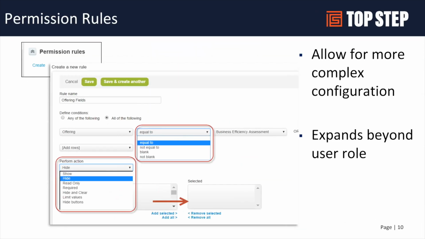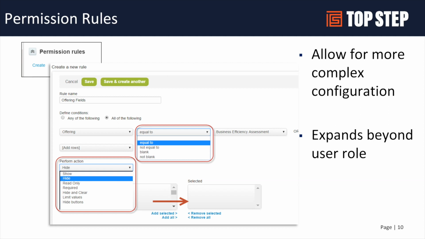Form permission rules are another option for controlling what fields show on forms. And the benefit of these is you can do a simple hide. So you could say, if stage is not blank, then hide all these fields. And that allows you a quick way to hide fields without having to go field by field, role by role, and tick, tick, tick. So that's one way I've used form permission rules quite a bit.